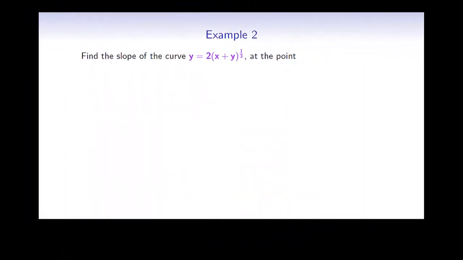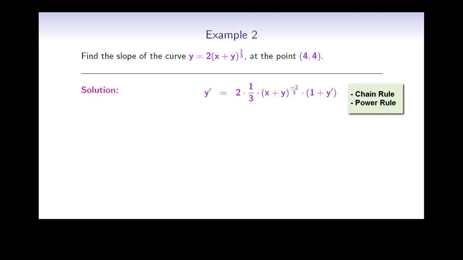Let's look at the next example. Find the slope of the curve y is equal to 2 times the quantity x plus y to the 1/3 at the point (4, 4). Here's the solution. We need to find y prime, so we implicitly differentiate the equation. Taking the x derivative of both sides of the equation, we see that y prime is equal to 2 times 1/3 times the quantity x plus y to the power negative 2/3 times the quantity 1 plus y prime.